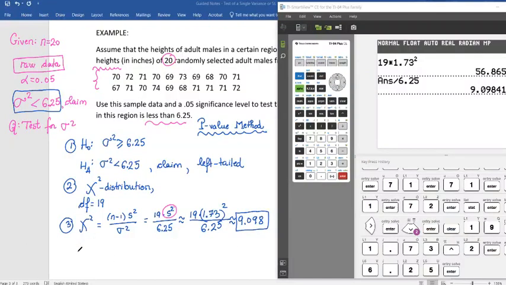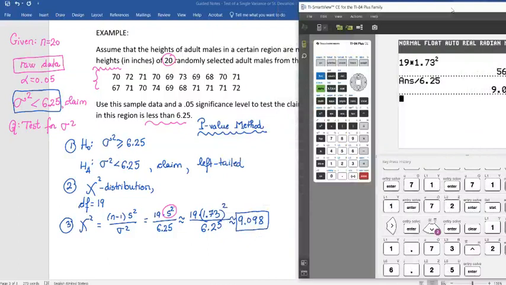Now we need to find the p-value. In order to find the p-value, think about what the p-value is. The p-value is actually the area in the left tail. So here we have our chi-square distribution, and the degrees of freedom we use here are 19. And we have the test value, which is 9.098. This is a left-tailed test, so I will shade this area. This is actually the p-value.